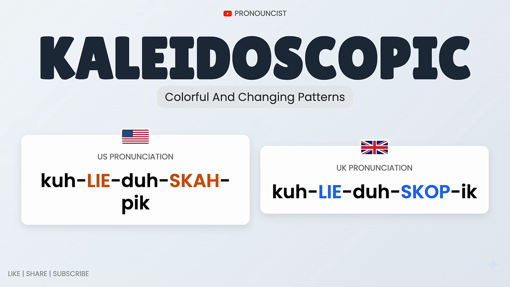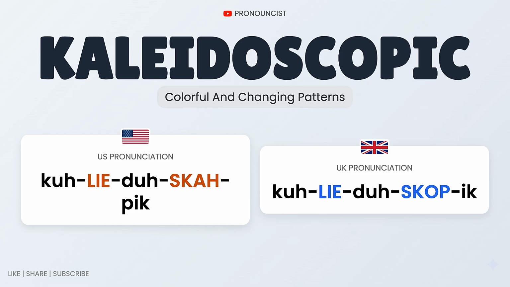Kaleidoscopic. Now, read the syllables of British pronunciation shown on the screen naturally. K, lie, d, scop, ick.